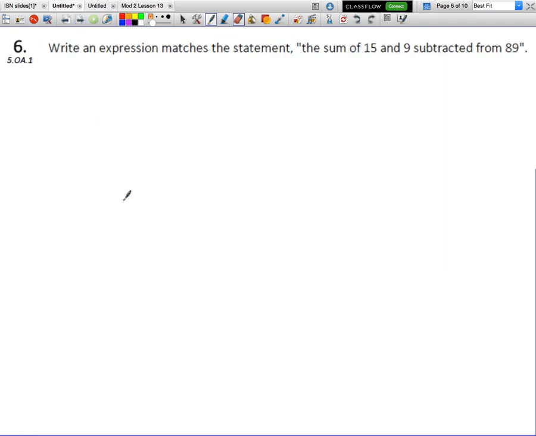All right, number 6. Write an expression that matches the statement. The sum of 15 and 9 subtracted from 89. I see the key word sum, so I already know in parentheses I need 15 minus 9. Oh, plus 9, sorry. 15 plus 9, because that is the sum of 15 and 9.